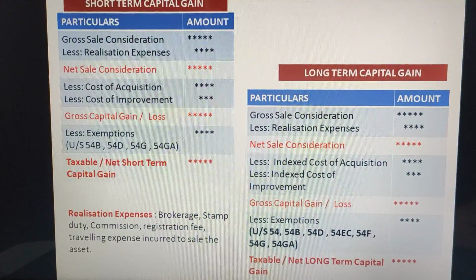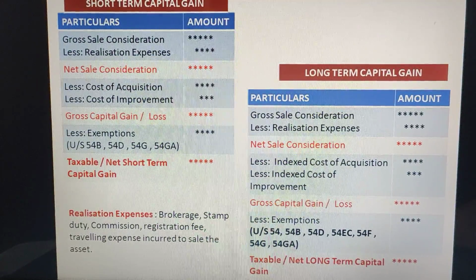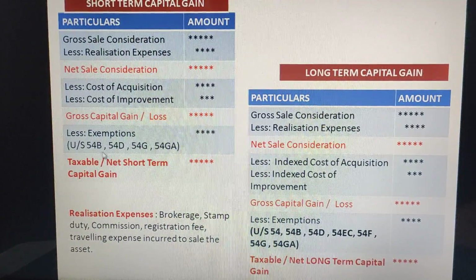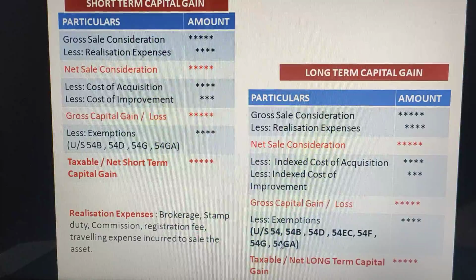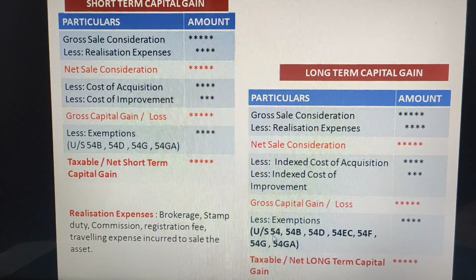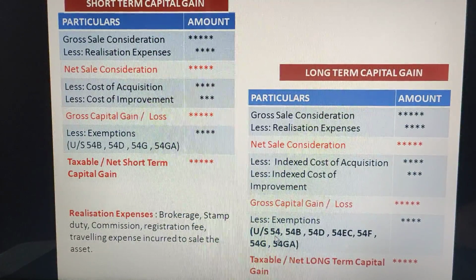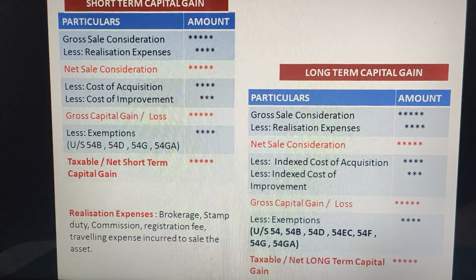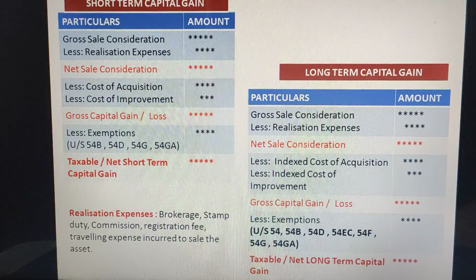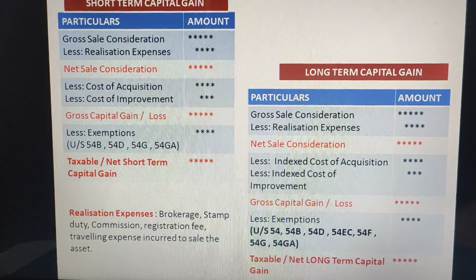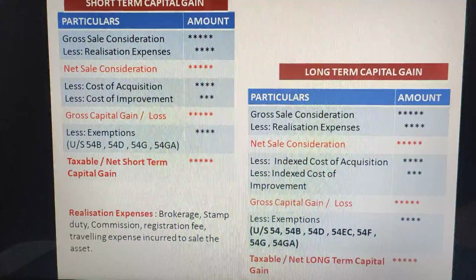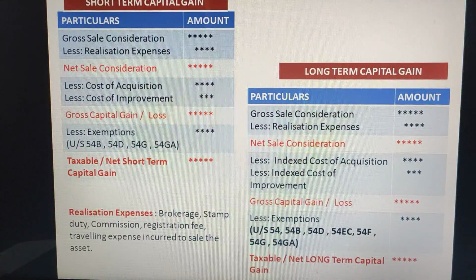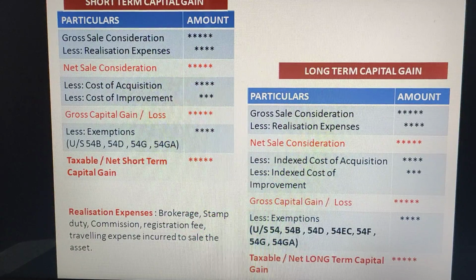Then there are a few exemptions applicable only for long term. The short-term exemptions which are applicable are even applicable for long term also. Along with that, another 3-4 extra exemptions are available for long-term capital assets. So if you minus those which are applicable for you, not all the exemptions will be applicable, 1 or 2 exemptions can be applicable for the asset. Then you will get the long-term taxable capital gain. These are the 2 different formats.